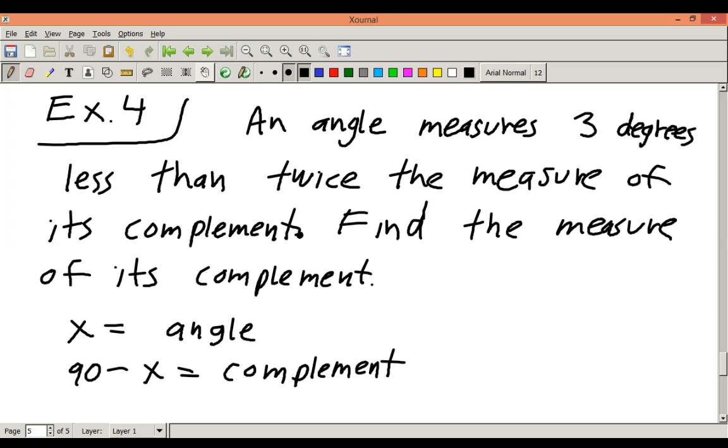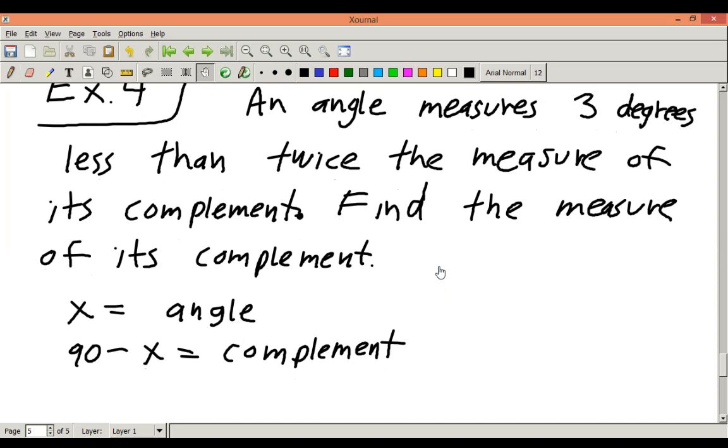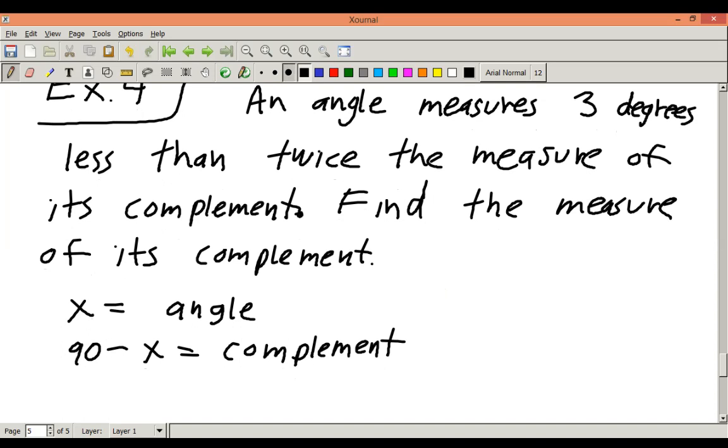Okay, now we're going to set up an equation based on what you can read right up there. An angle measures, so an angle equals, so x equals 3 degrees less than twice the measure of the complement. So twice the measure of the complement would be 2 times 90 minus x. That's twice the measure of the complement. But that angle x is 3 degrees less than that, so we have to put a minus 3 on the end.